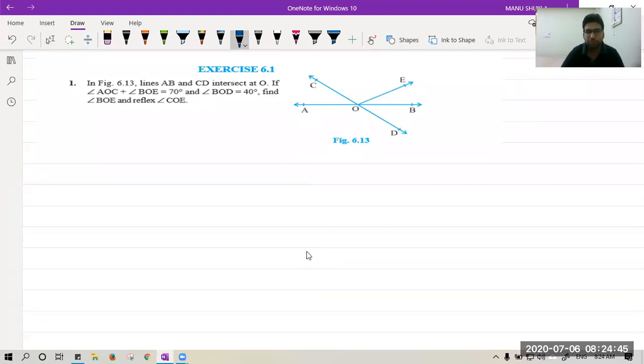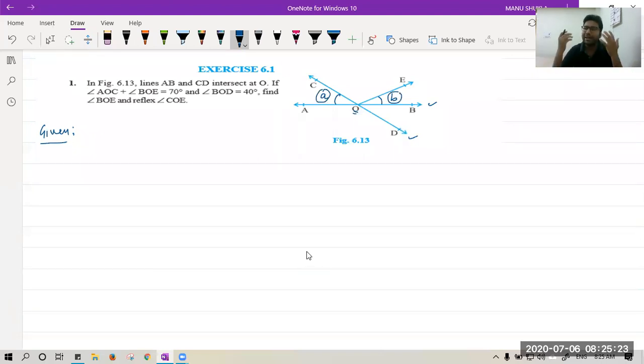Now, let's read the question. In figure 6.13, line AB and CD intersect at O. You can see there is a line AB and CD intersecting at point O. If angle AOC and BOE equal to 70 degree, let's write the given part, what is given to us. Always write the given part first. Angle AOC, that is this angle, plus angle BOE, that is this angle, is equal to 70 degree. Let us name them A angle and this as B angle.